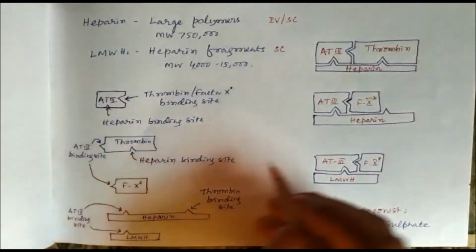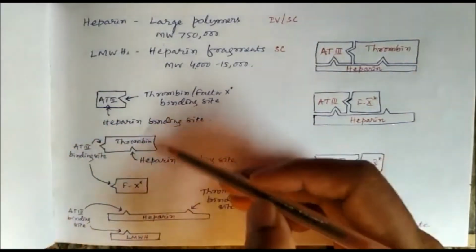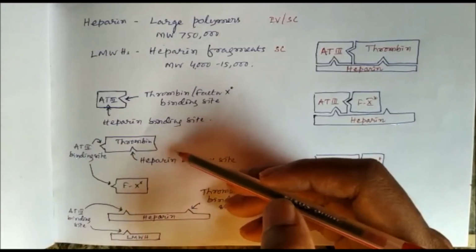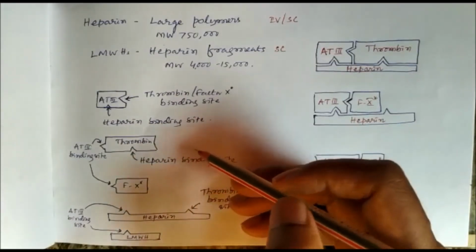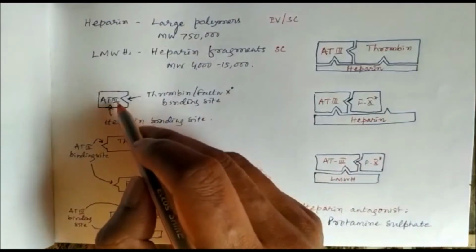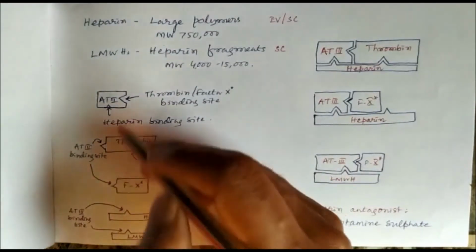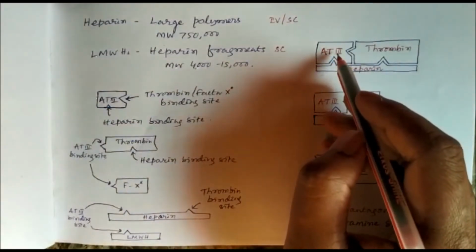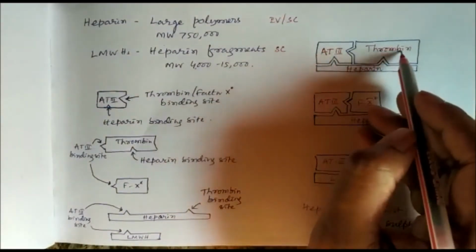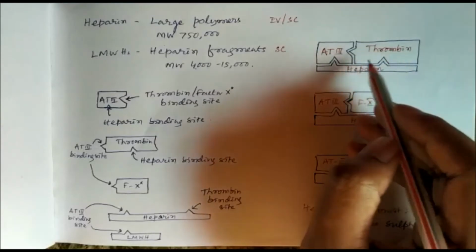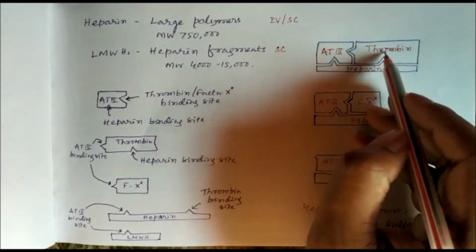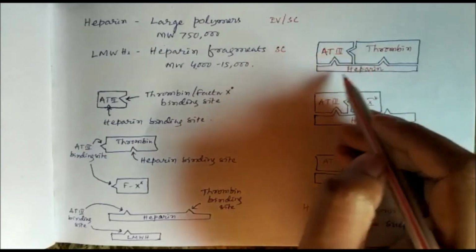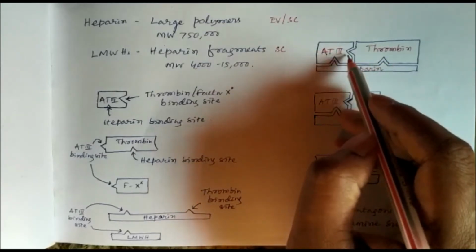Now from this structure we can say that heparin binds to antithrombin 3 and accelerates its action. What is its action? Antithrombin 3 inhibits thrombin. Heparin binds to both antithrombin 3 and thrombin and accelerates the action of antithrombin 3.